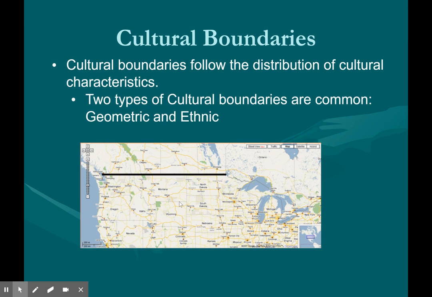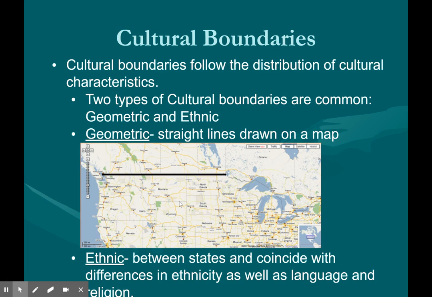You also have cultural boundaries. Two types of cultural boundaries follow the distribution of cultural characteristics. Two types of cultural boundaries are common: geometric and ethnic, and we'll get into those. Geometric are straight lines drawn on a map. Again, these are arbitrary lines that are created, and you look at the picture, you see they're just created, and what splits the United States and Canada is that straight line.